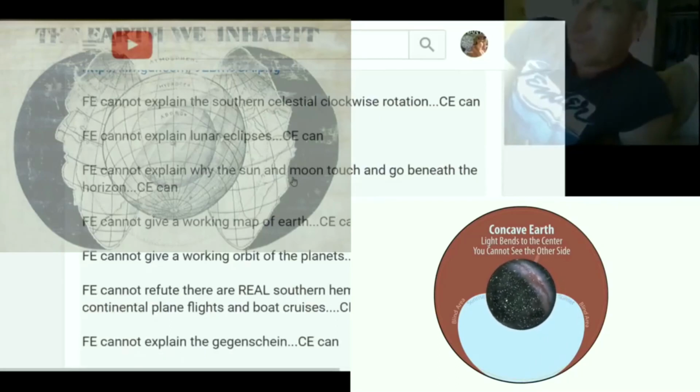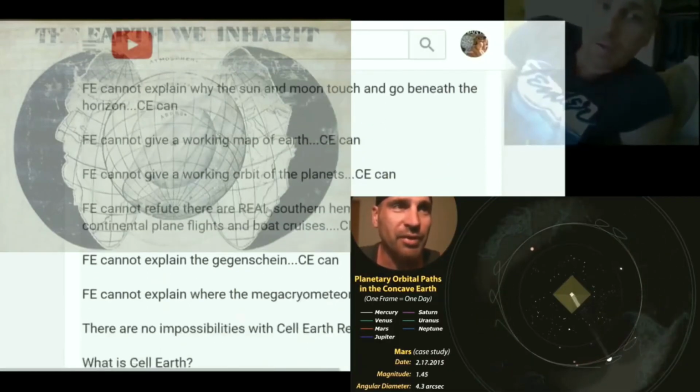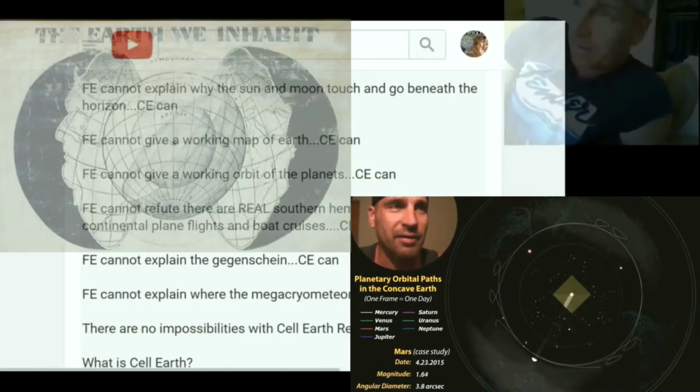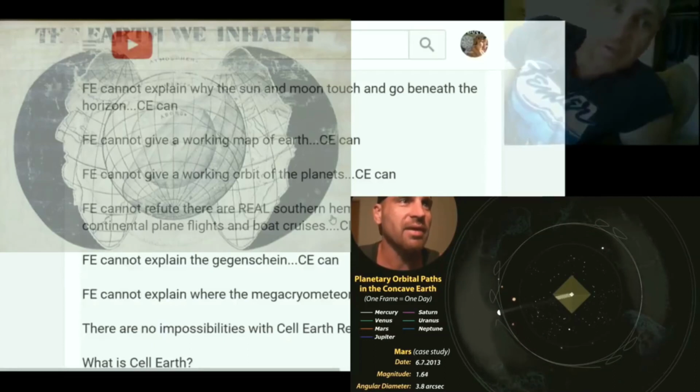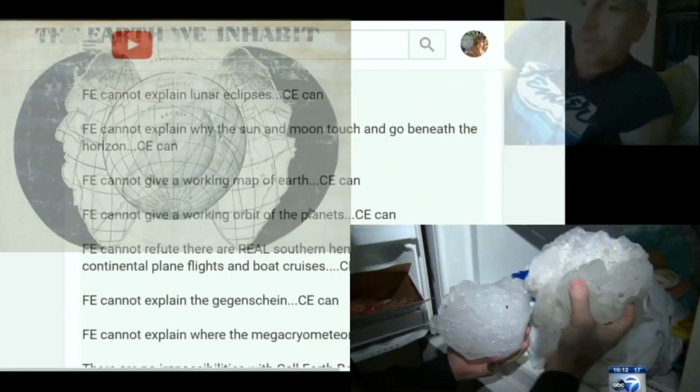straight line paradigm. Actually, David Brinlin made a good animation showing that, where the moon would just simply stay up above the horizon, significantly above the horizon. You would just be doing cookies in the sky. You cannot give a working orbit of the planets. I can, obviously. I've shown you just right now in this video with the animation. Cannot explain the Gegenschein. You cannot explain where Megacryometeors come from. So you guys got major flaws to it.